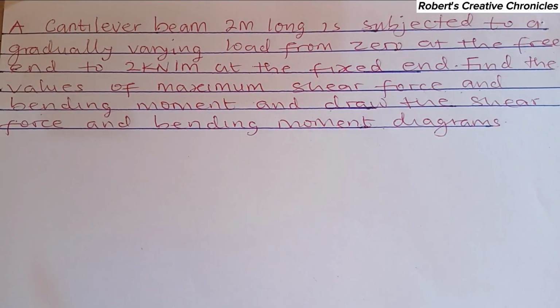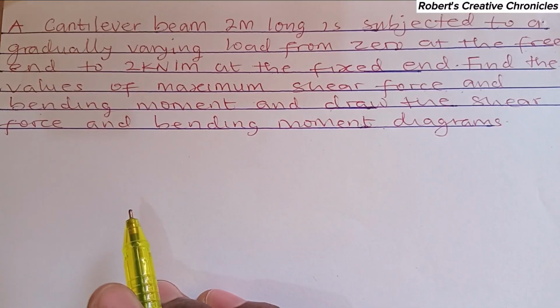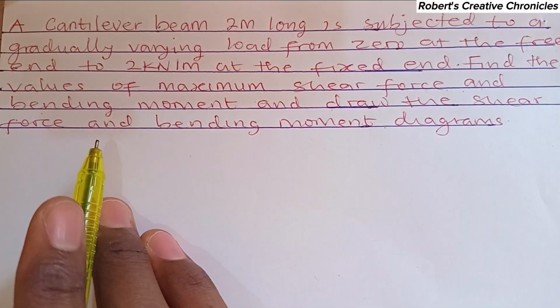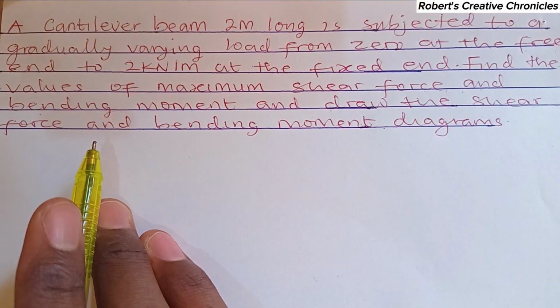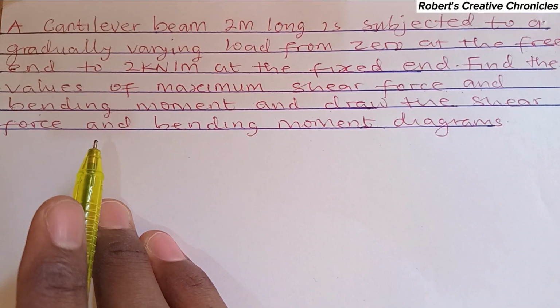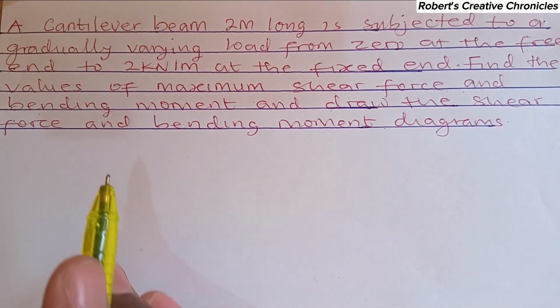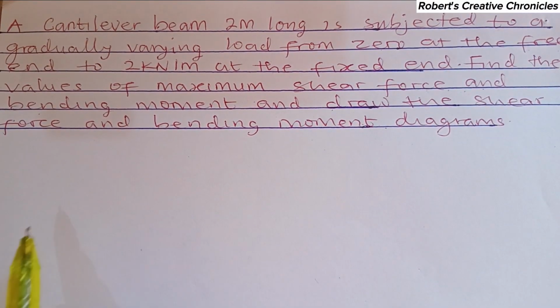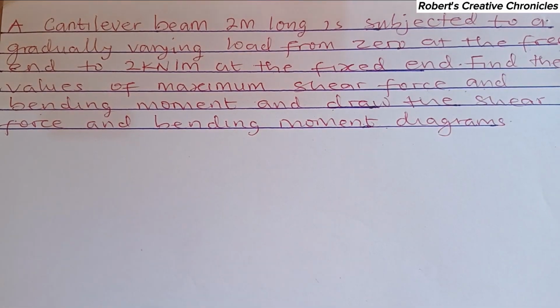So today we are going to solve this question, which states that a cantilever beam 2 meter long is subjected to a gradually varying load from 0 at the free end to 2 kN per meter at the fixed end. Find the values of maximum shear force and bending moment and draw the shear force and bending moment diagrams. So first let's draw the beam.